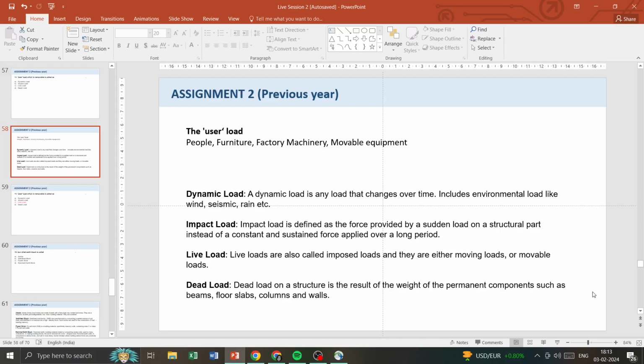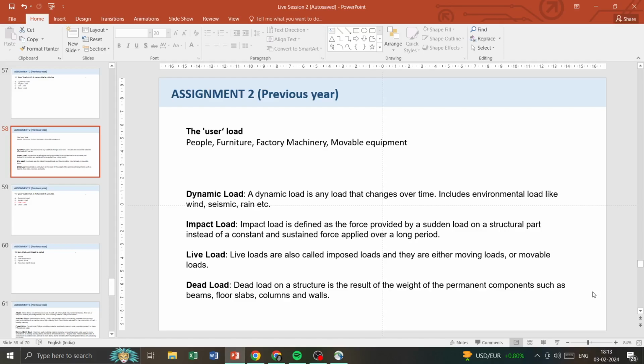And then the 4 terms that have been given are dynamic, impact, live, and dead. So I will first explain live and dead for more clarity. Dead load is the load that cannot be changed at all. It's a permanent load and it cannot be changed. And dead load is considered to be consisting of the structure, the load of the structure. So we need columns and beams to transfer the load to the ground. So columns, beams, roofs, slabs, walls, all the parts that are part of the structure are dead load.